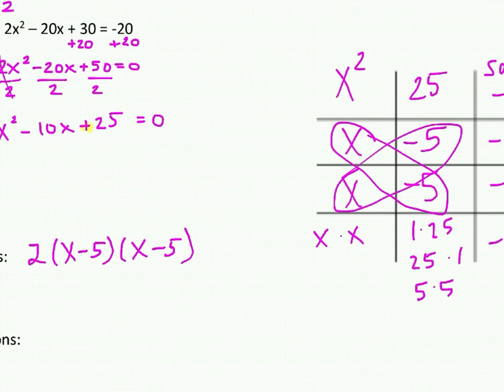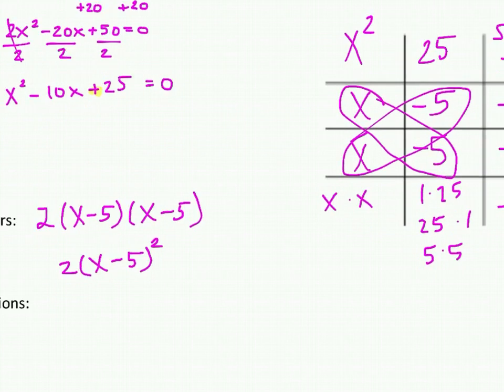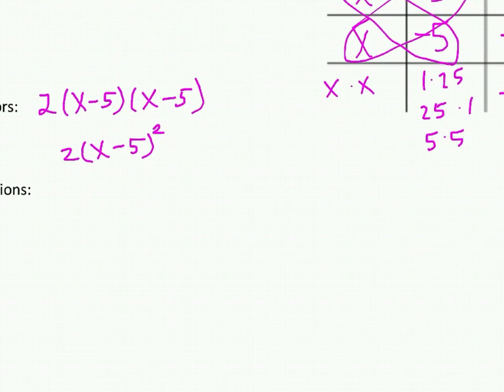Just as review, remember you can also write this as x minus 5 squared, because when you square something, you multiply it by itself. So either way you write those, I would be okay with that. Okay, so now that we have our factors, now we're going to use those factors to find our solutions, to find where it will cross the x-axis.